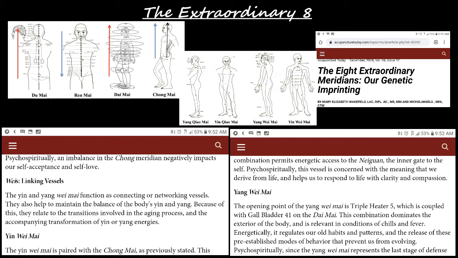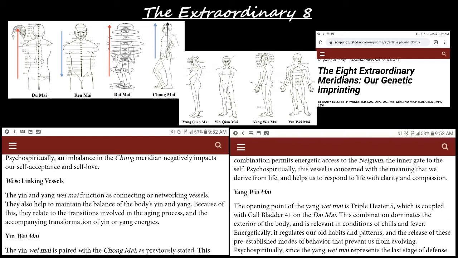Number 6 is Yang Wei. I'm gonna get this word together. I swear I am. It's Yang Wei. And its opening point is the triple heater 5, paired with the gallbladder 41, which is the Dai Mai. Together they control the outer body, relevant in conditions of chills and fevers. It regulates old patterns and release of pre-established behaviors, preventing involvement energetically.